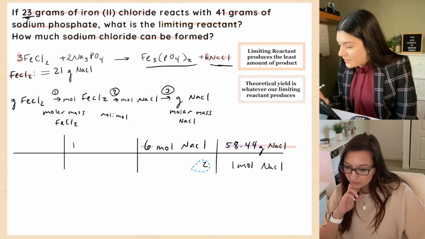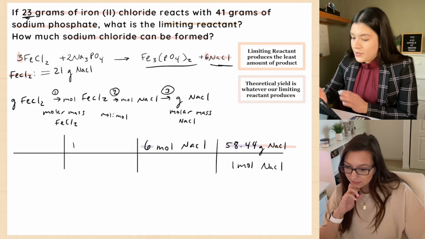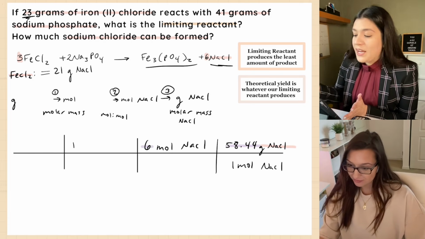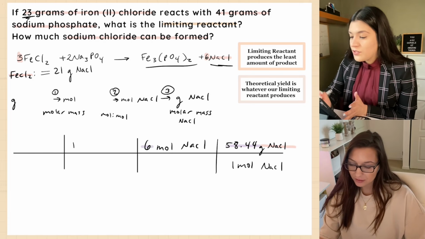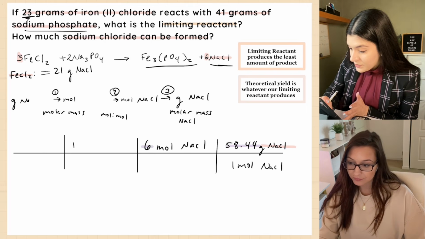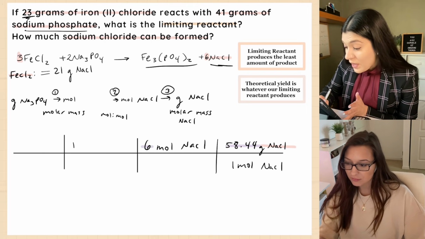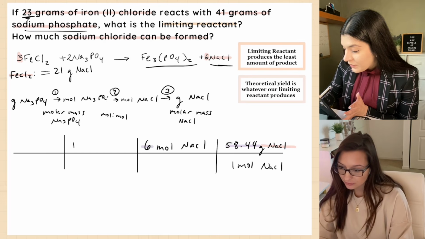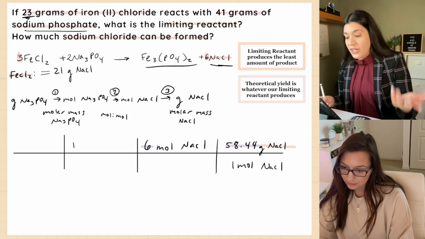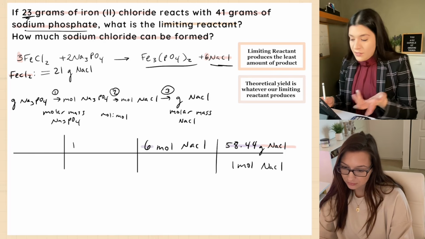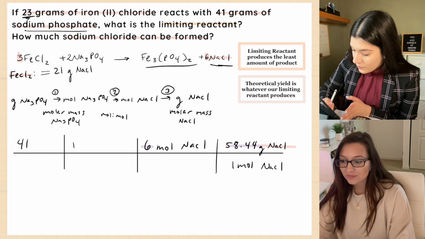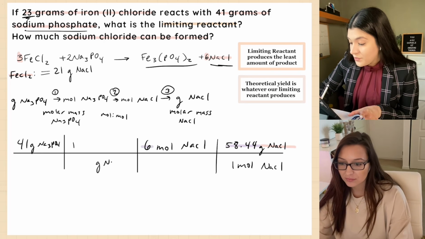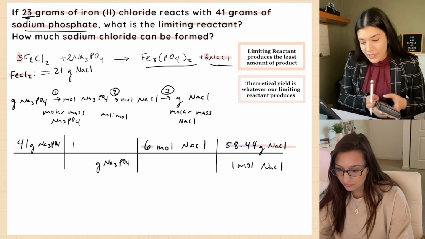The next reactant that we're going to do this for, and you're really going to see this same sort of setup every single time, is our sodium phosphate. So I need the grams of sodium phosphate. I'm then going to use the molar mass of sodium phosphate to get to the moles of sodium phosphate. And then it's the same process again, mole to mole ratio to change the compound, and then our mass of sodium chloride. So I'm going to start off with the 41 grams of sodium phosphate. I now need the molar mass of sodium phosphate. So I'm going to do this real quick, add everything up.